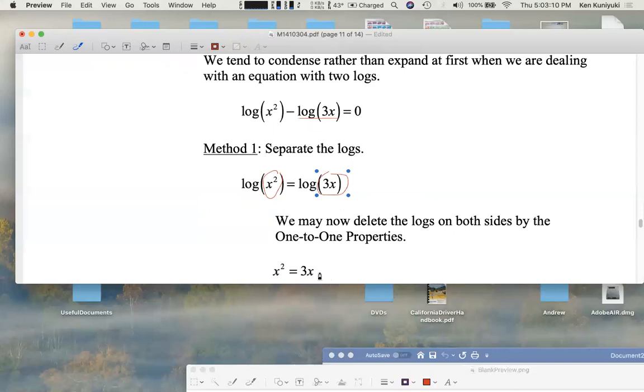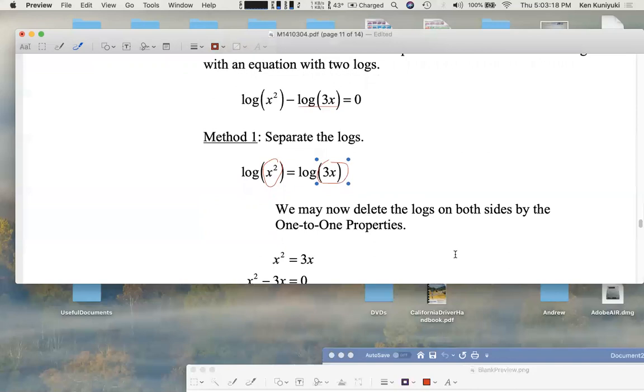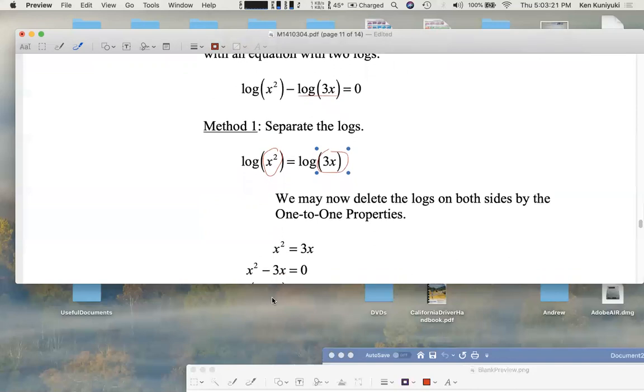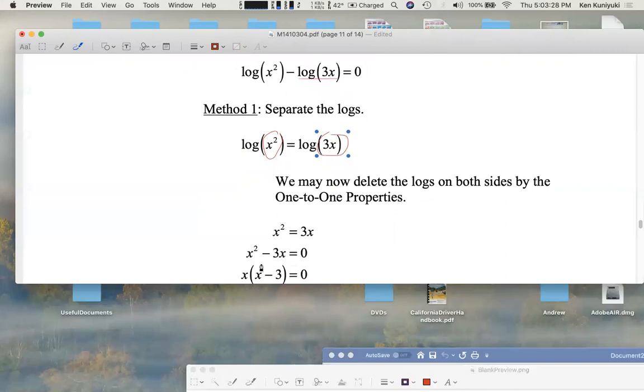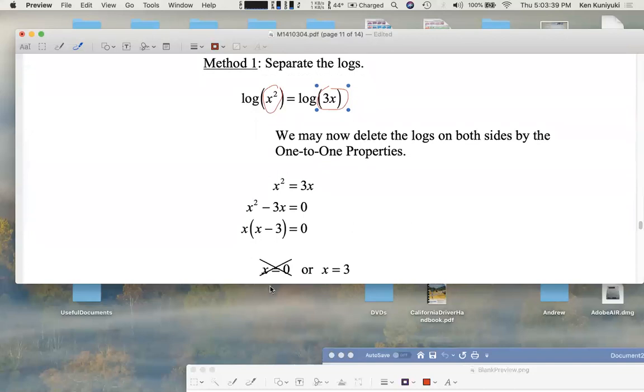Remember now that instead of dividing by x, which is a bit risky, it may be safer to isolate 0 now. So let's subtract 3x from both sides. We get x squared minus 3x equals 0, and then factor on the left. You can factor out an x, and then you get x minus 3. To solve this equation, you set each factor equal to 0, and we get x equals 0, or x minus 3 equals 0, in which case x equals 3.